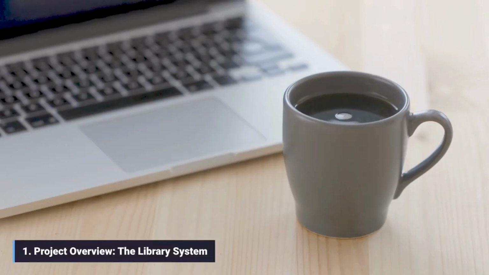1. Project overview. Our system will manage books. We need 2 main classes. First, the book class, which holds individual book data, and second, the library class, which manages the collection of books and handles operations like adding, listing, and searching.